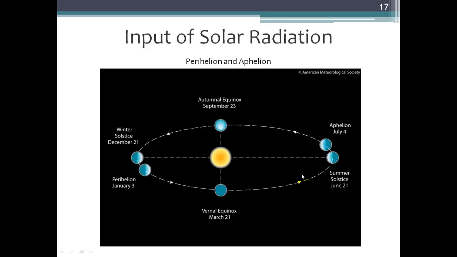Similarly, when the Earth is furthest in its orbit from the sun, that position is called aphelion. It happens around July 4th, which is our summertime, and this is not the coldest time of the year. So aphelion and perihelion are important positions of the Earth in its orbit around the sun, but they do not dictate the seasons on the Earth.